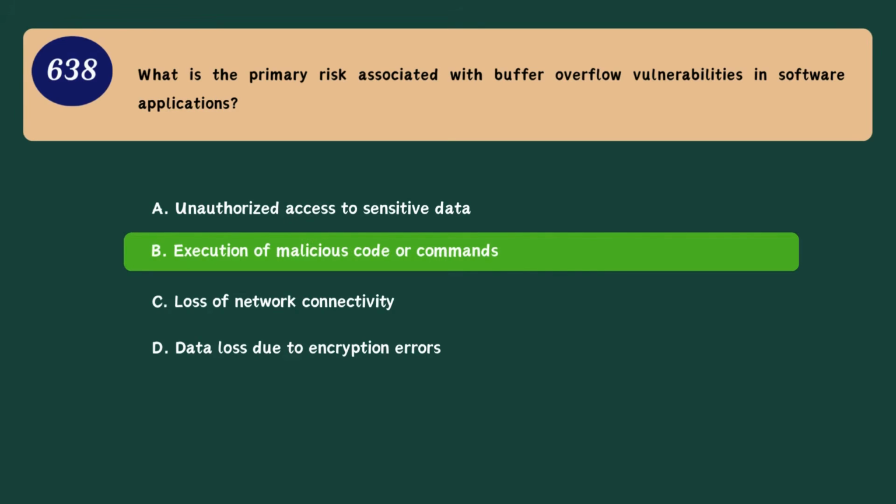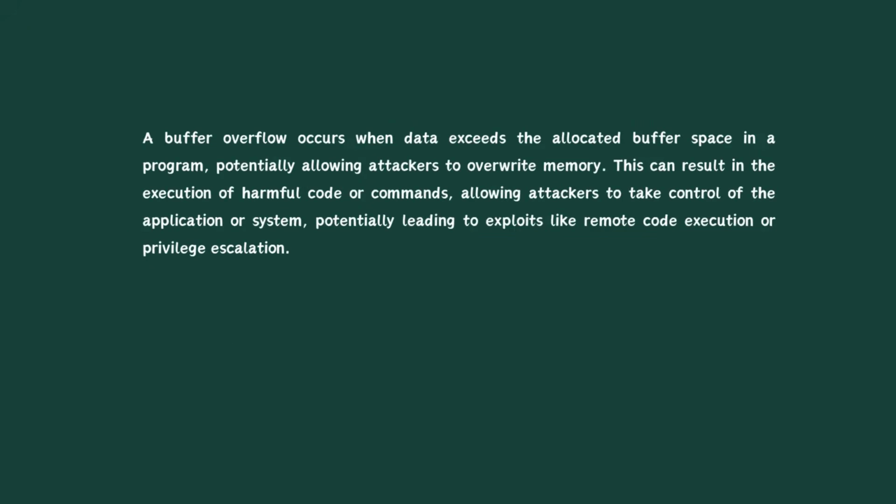Correct answer: B. Execution of malicious code or commands. A buffer overflow occurs when data exceeds the allocated buffer space in a program, potentially allowing attackers to overwrite memory. This can result in the execution of harmful code or commands, allowing attackers to take control of the application or system, potentially leading to exploits like remote code execution or privilege escalation.